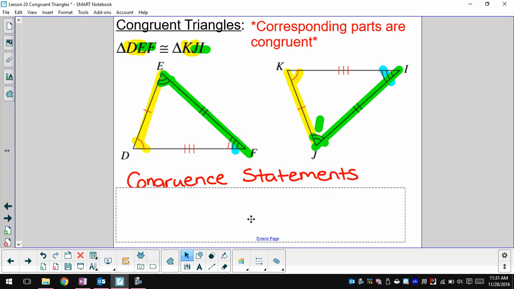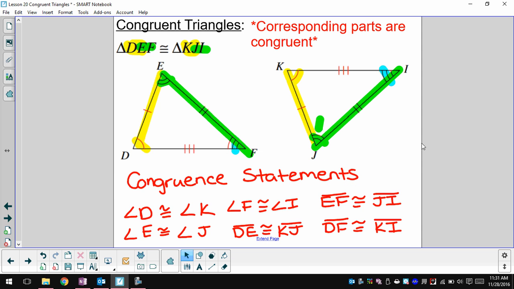And then if we wanted to write all those facts out, we call those congruent statements, and they look like this. And this is just me writing what I just said. Angle D congruent to angle K, E congruent to J, F congruent to I, and so forth.